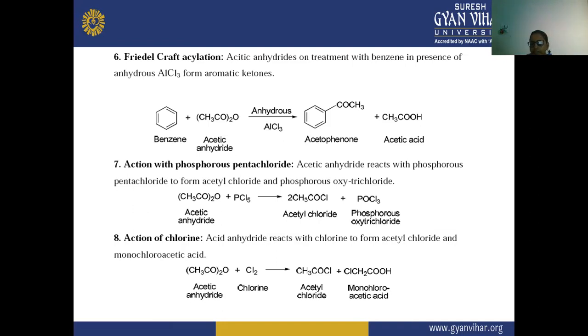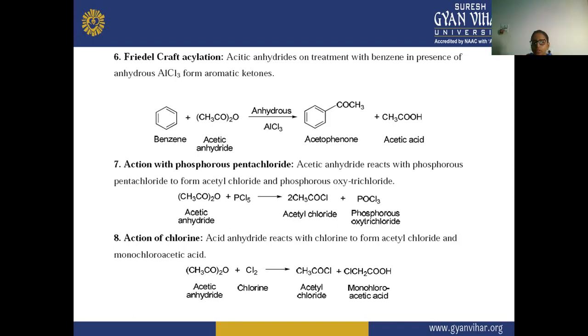So benzene plus acetic anhydride, this reaction occurring in the presence of AlCl3, that is aluminum chloride, forms C6H5COCH3, that is acetophenone, an aromatic ketone, plus acetic acid is formed here. So in the Friedel-Crafts acylation, acetic anhydride on treatment with benzene in the presence of anhydrous AlCl3 forms acetophenone plus acetic acid.